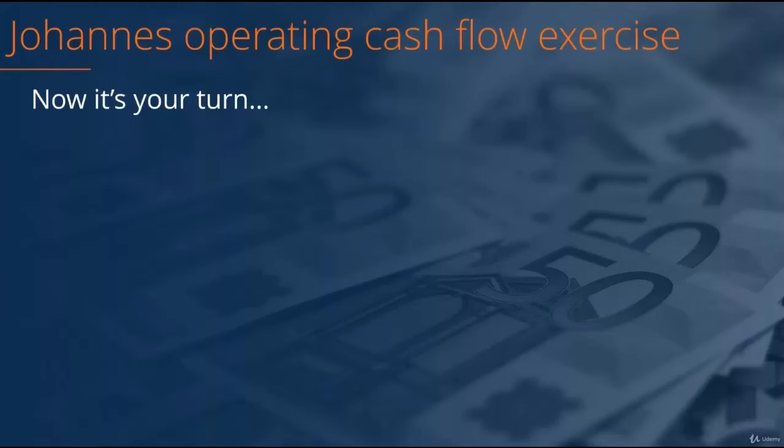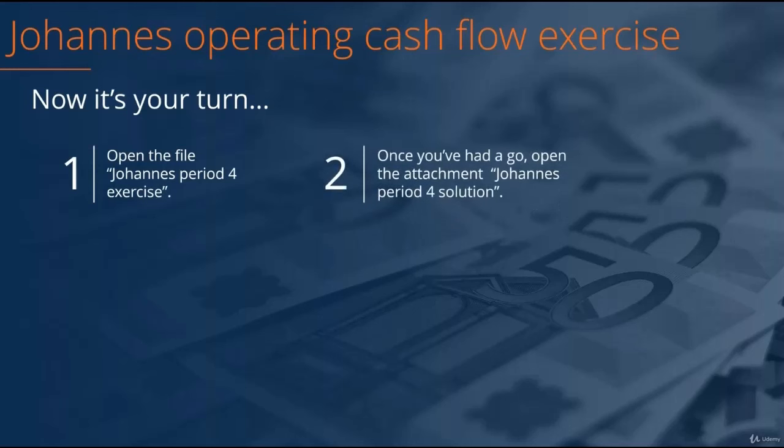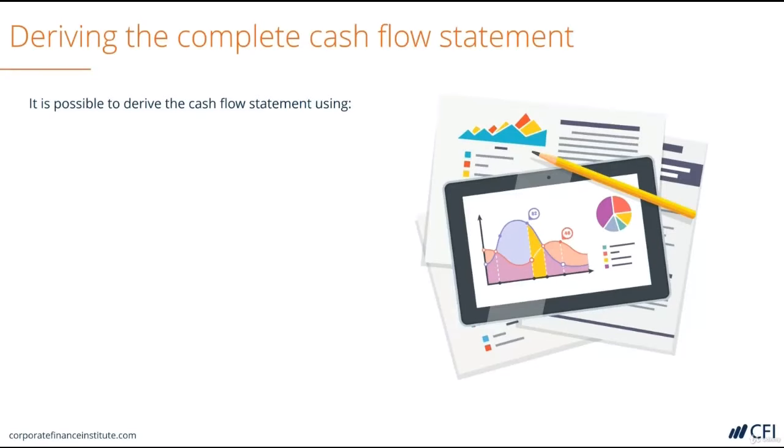Now it's your turn to practice what we've covered in the course on your own. Open the file called Johannes Period 4 exercise. Work through it, and once you're finished, open the Johannes Period 4 solution to check your work. Good luck! So far, we've only focused on the operating cash flow statement.